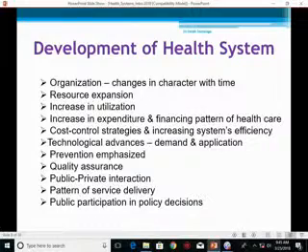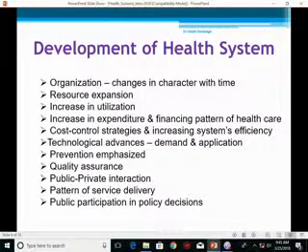Then resources expansion. We need to find more and more funds with time. And also the use goes up, increasing utilization. We have to think, when you are developing a health system, we need to create new institutions. Increase in expenditure and financing pattern of healthcare. Cost control strategies and increasing systems of efficiency.